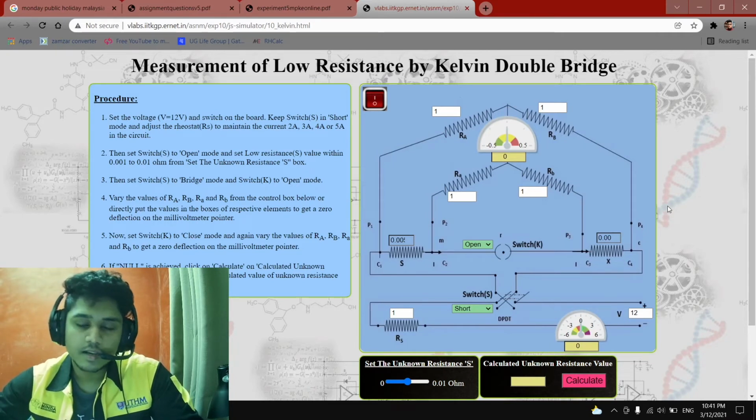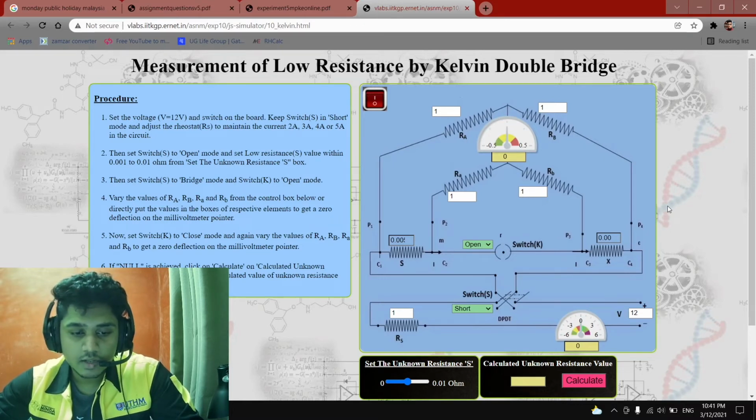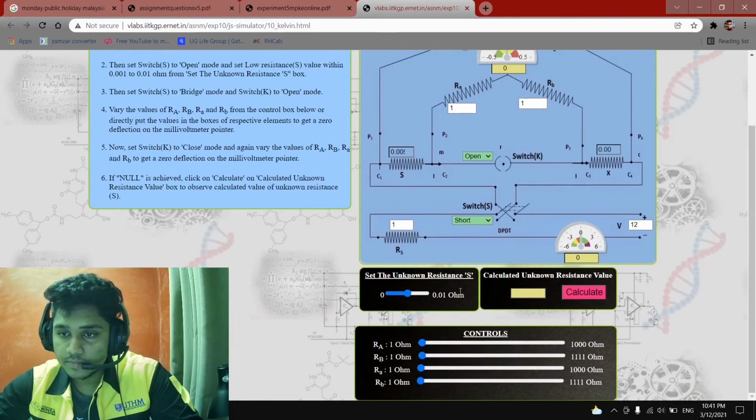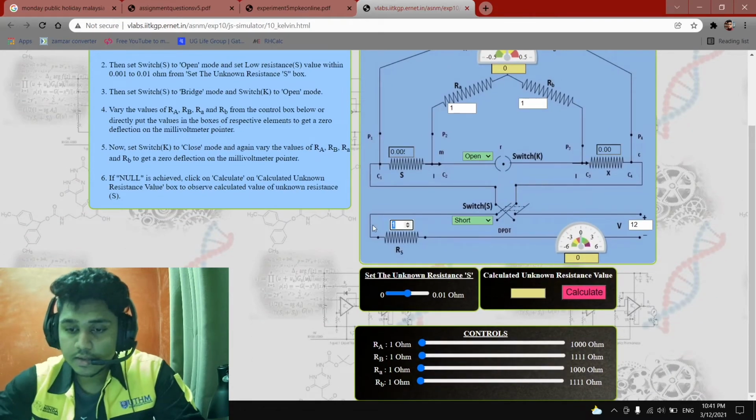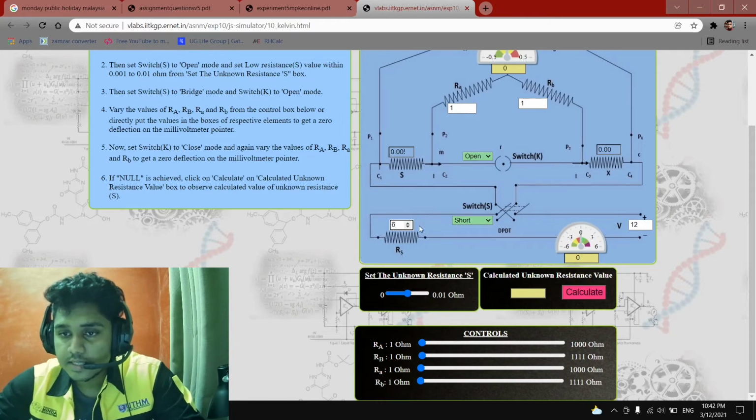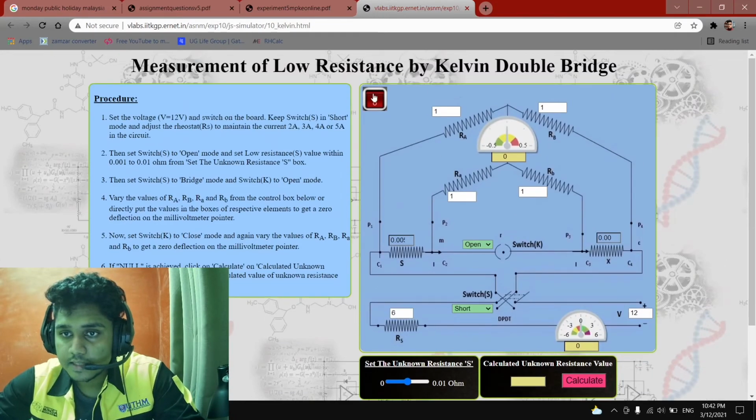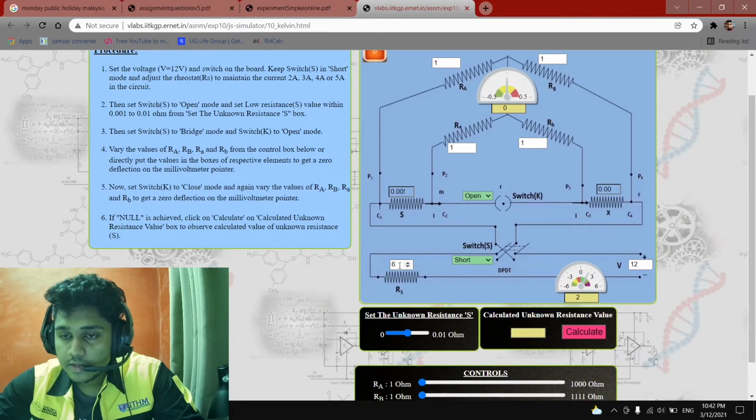So I'll be presenting the next part where we will change the S resistor. We start over again. The voltage source has been set to 12 volt and it's connected in short. The switch S is connected to short. Adjust the rheostat and maintain the ammeter at 2 ampere. Sorry, 6 ohms on the rheostat will give us 2 ampere of current flow.